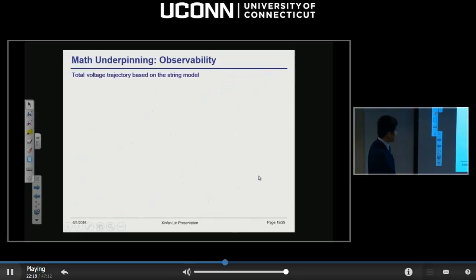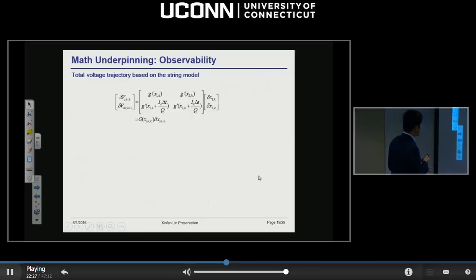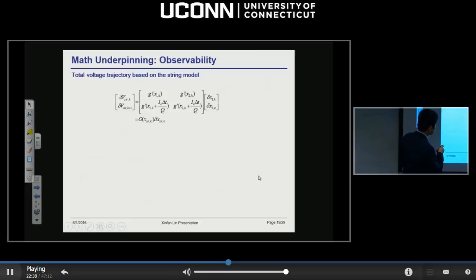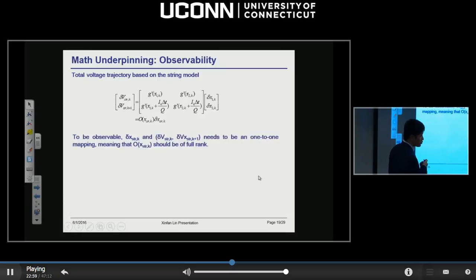So now I will try to examine the mathematical underpinning behind the physical intuition, which is the observability analysis. This equation here describes a relationship between the total voltage trajectory increments and the increments of the single cell SOCs over time under current load. So here, the row stands for one time step. And this matrix in between consists of the first-order gradients of the G of X function at the respective SOCs. And so in order for the single cell SOCs to be observable from the total voltage trajectory, this relationship needs to be a one-to-one mapping, which means that this matrix in between needs to be of full rank.